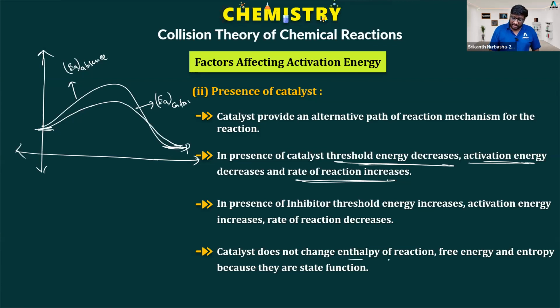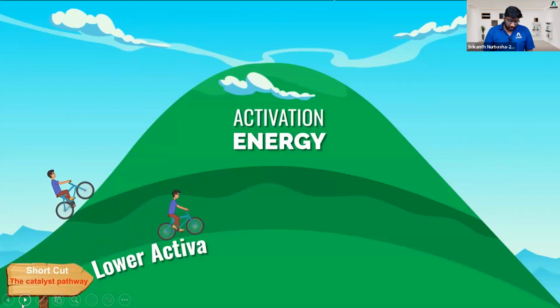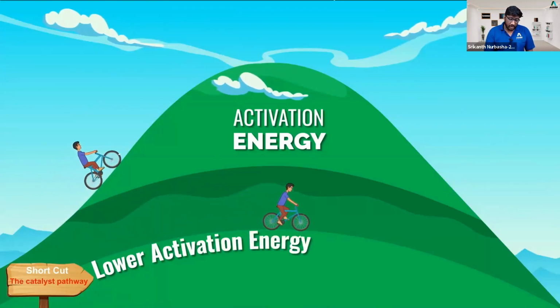Catalysts do not change the enthalpy of reaction, free energy and entropy because they are state functions. In the presence of an inhibitor, threshold energy increases, activation energy increases, and the rate of reaction decreases. So this is how you can understand. This is a catalyst path. This is the absence of catalyst.